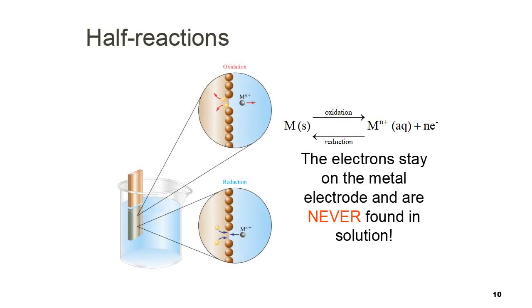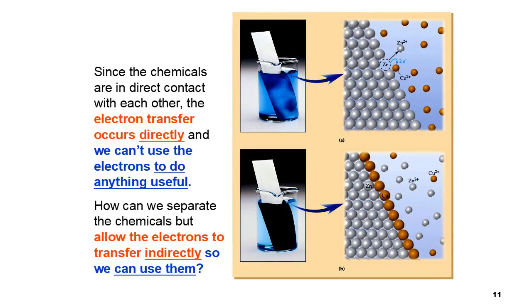Remember this: for the half reactions, the electrons stay on the metal electrode and are never found in solution. Since the chemicals are in direct contact with each other, the electron transfer occurs directly, and we can't use the electrons to do anything useful. But then, how can we separate the chemicals but allow the electrons to transfer indirectly so we can use them? You shall be able to answer that sooner than later.